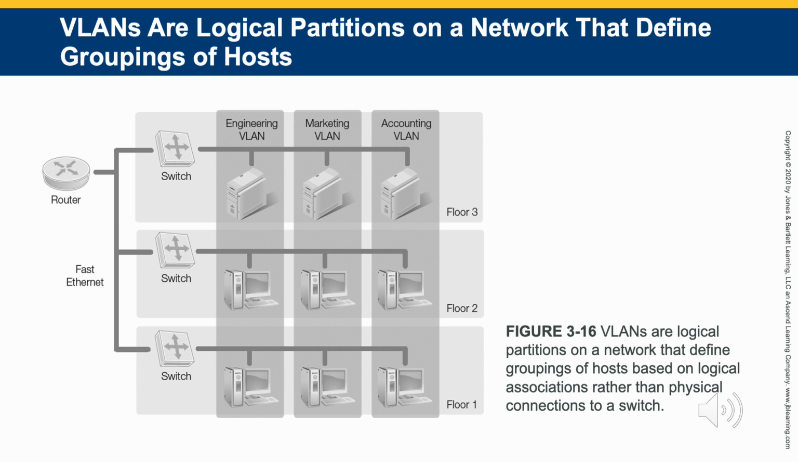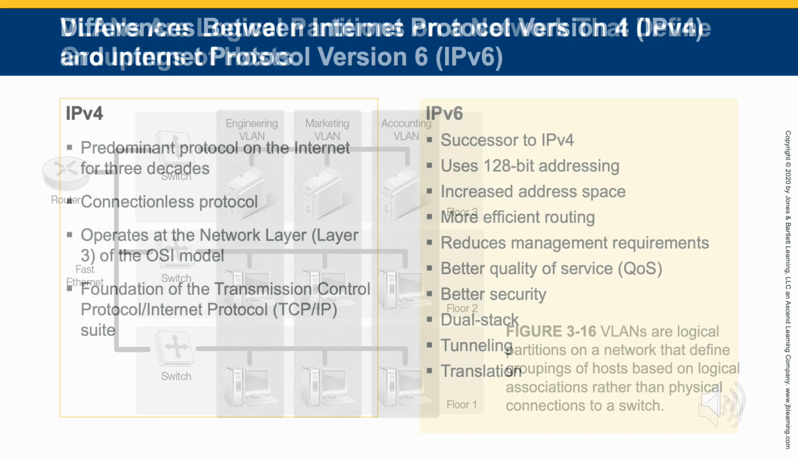Same goes for the marketing and accounting. They still can't talk to each other. The only way they can talk to each other is they have to go to the router, and the router points them to the network they're trying to talk to, and they'll come back to the switch and go to the appropriate VLAN.